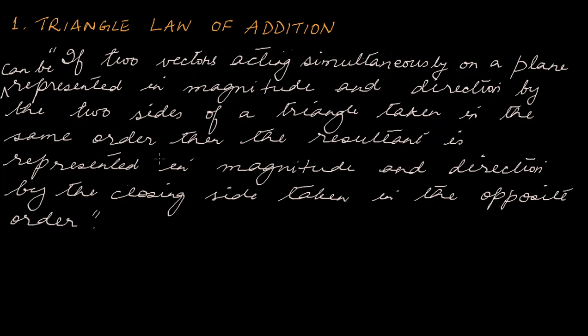Basically, if two vectors, and you remember how we represent vectors? We represent vectors with a straight line with an arrowhead. So if you have two vectors acting on a plane, and you can fit these two vectors on two sides of a triangle, how? Let us have a look.